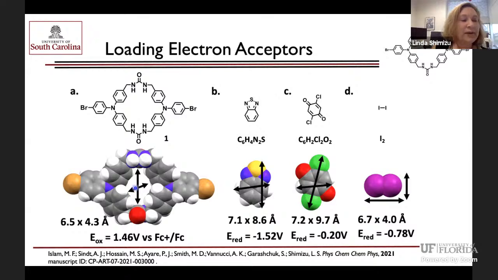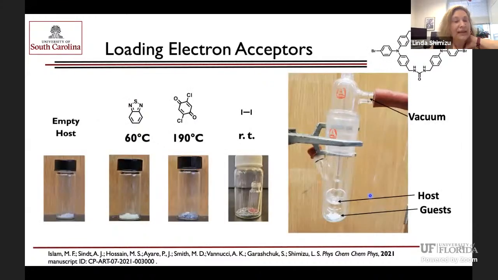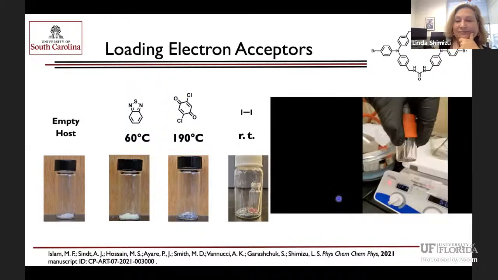And so we've looked at benzothiodiazole. So its reduction potential is 1.5, dichlorobenzoquinone, and iodine. And we can load these in from the vacuum structures. And so you can see we'll have our host crystals here, the activated host. The guests will heat up so that they can become vapor, right? And they can load into the crystalline materials.